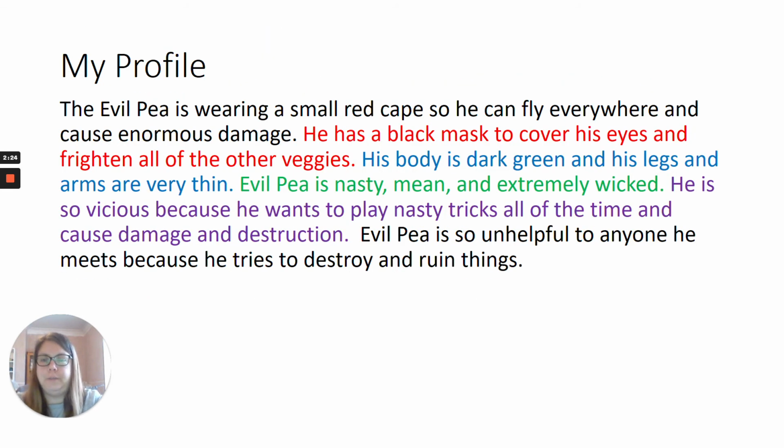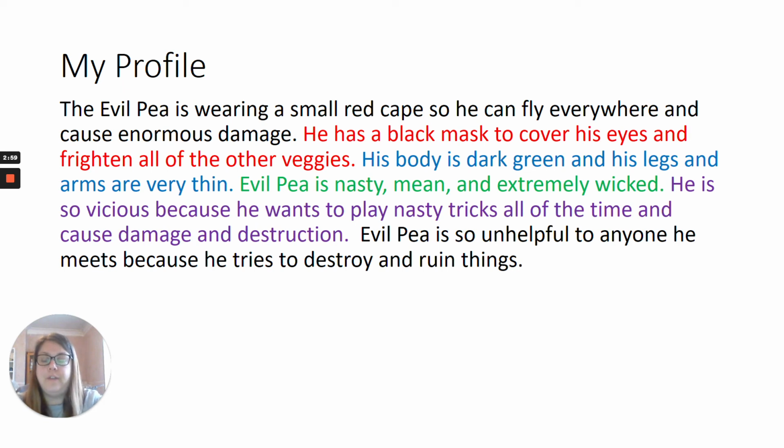Here's the one I've done. The Evil P is wearing a small red cape so he can fly everywhere and cause enormous damage. He has a black mask to cover his eyes and frighten all of the other veggies. His body is dark green and his legs and arms are very thin. Evil P is nasty, mean and extremely wicked. He is so vicious because he wants to play nasty tricks all of the time and cause damage and destruction. Evil P is so unhelpful to anyone he meets because he tries to destroy and ruin things.